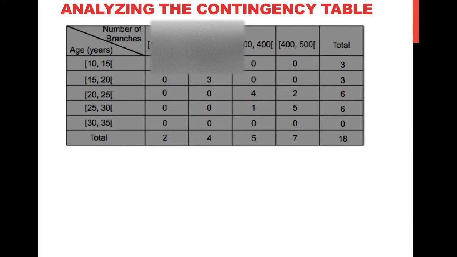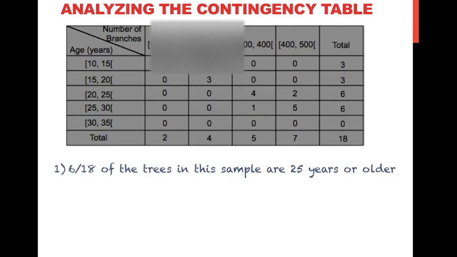Now let's analyze this contingency table, because just by looking at it, there's a lot that we can tell from our totals and by our classes. The first thing that we could say is 6 out of 18 of the trees in the sample are 25 years or older. So here's our 25 years. The total for 25 years or older is 6 plus 0, which is 6. And the total number of trees in the sample is 18. So 6 out of 18 of the trees in the sample are 25 years or older.